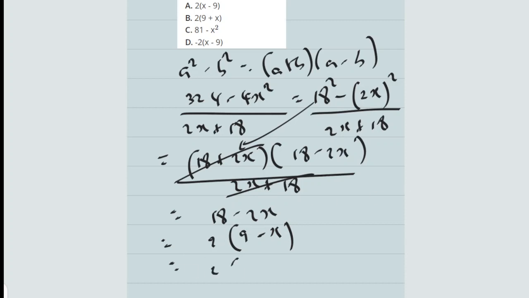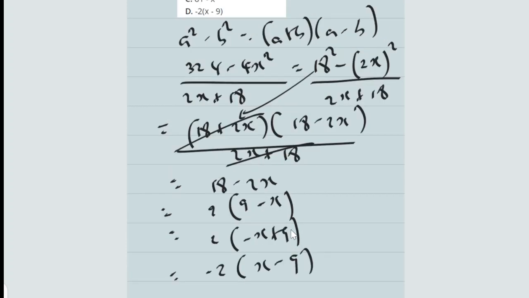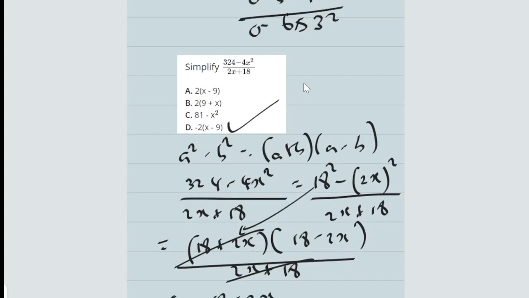This is the same thing as 2 into minus x plus 9. I can write it that way. Then you can factor negative 1 out. If you factor minus 1 out, this will be minus 2, then this will be x minus 9. So I think D is the correct answer. D is the correct answer.